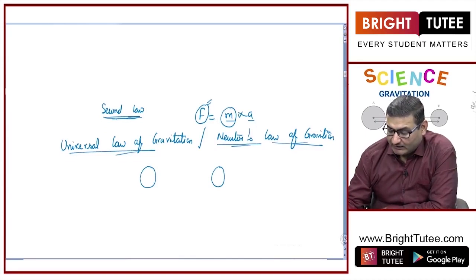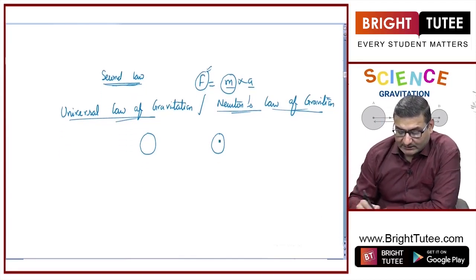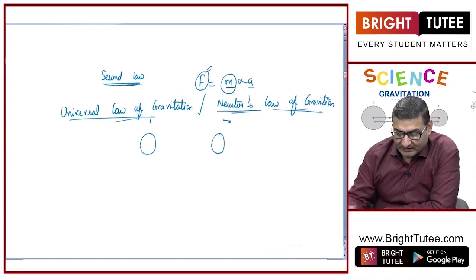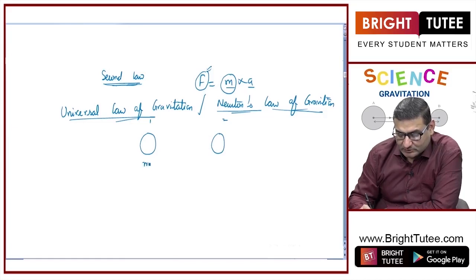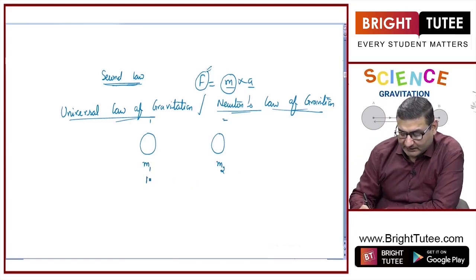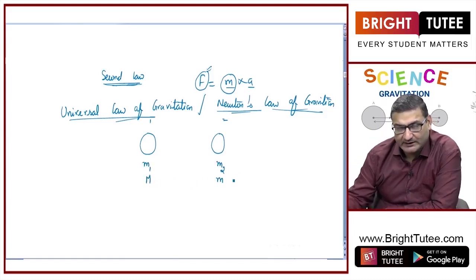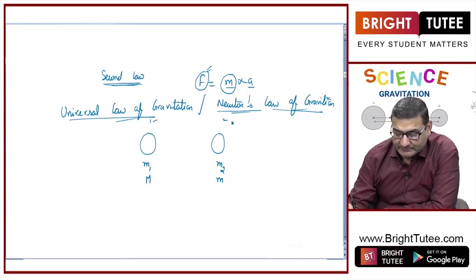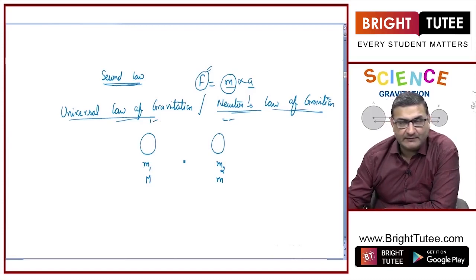So, now they are attracting each other. Let this be the first object and this is the second object. These can be any objects. Let the mass of the first object be m1 and the mass of the second object be m2. We can also differentiate them by taking capital M and small m, one and the same thing. So, let there be two objects having mass m1 and m2.